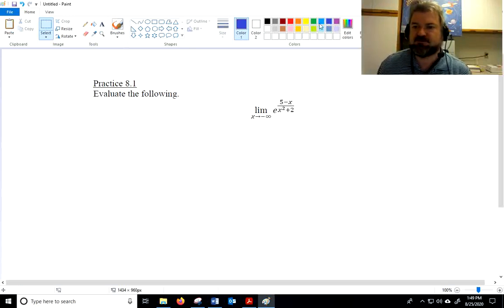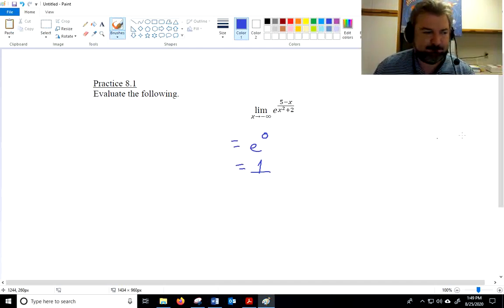All right, let's go over this problem. The limit of the exponent here is going to 0 because the degree on the bottom is bigger than the degree on top. So this value is really e to a number going to 0. But what is e to the 0? That's 1. Anything to the 0 power is 1. So that value there is 1.